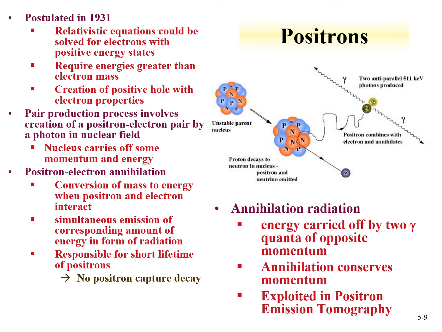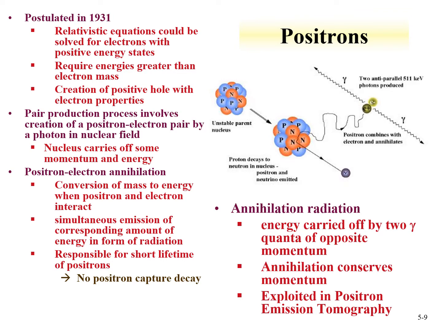The positron, which is emitted during positron decay, was actually postulated before it was seen. In 1931, relativistic equations could be solved for electrons with positive energy states, so basically the opposite of an electron. What also is known is that pair production, in other words, the creation of a positron-electron pair, can be performed by a photon in a nuclear field. This is one way photons interact with matter.